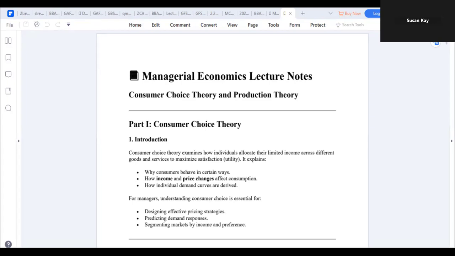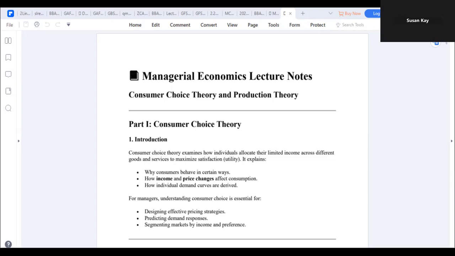By the end of this lecture, we must be able to understand the different pricing strategies that are effective and also how to predict the demand responses, because this is mainly about understanding human behavior. We should also be able to segment markets by income, by preferences.